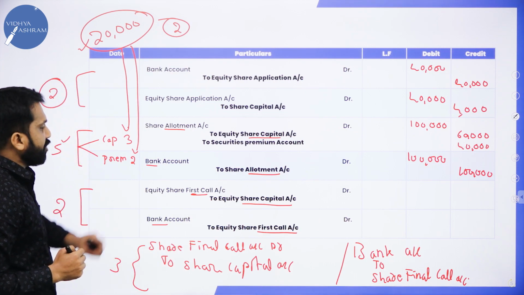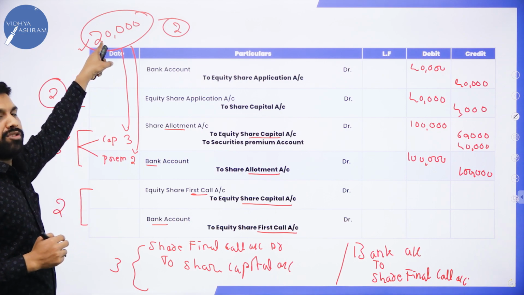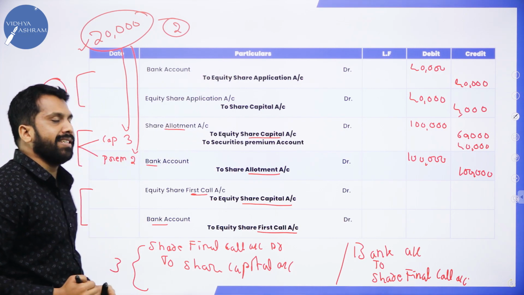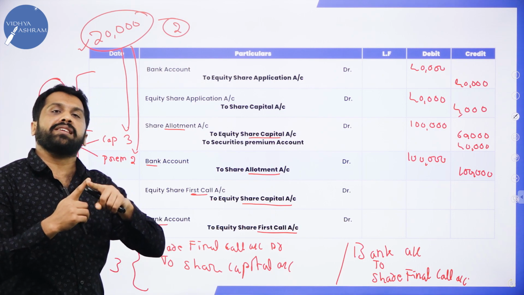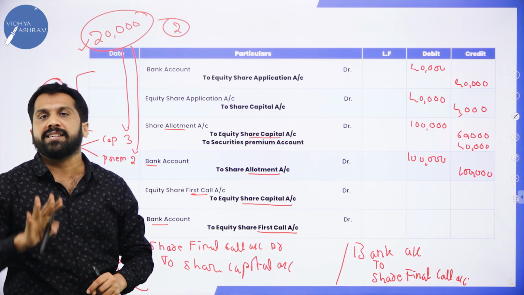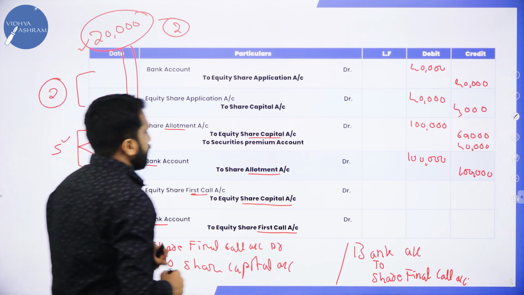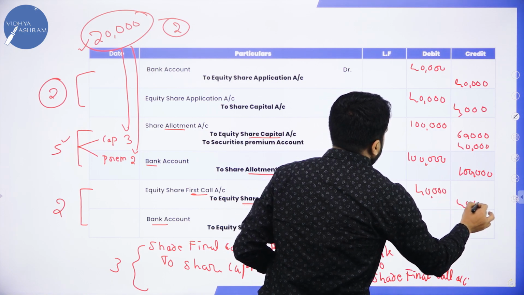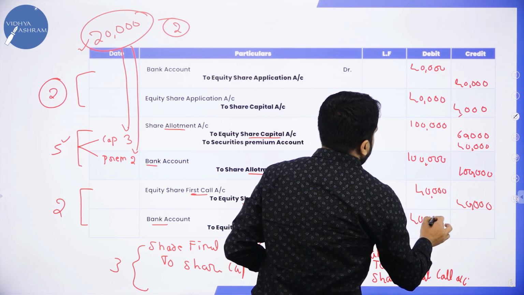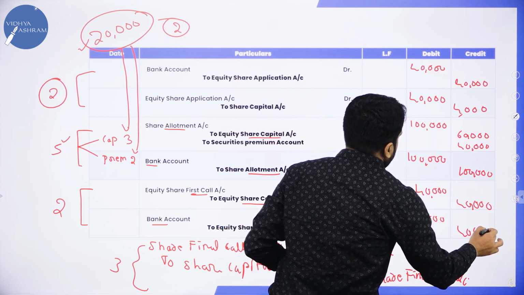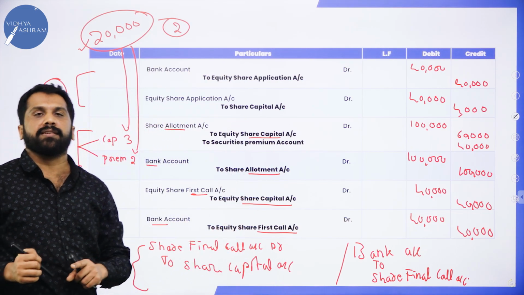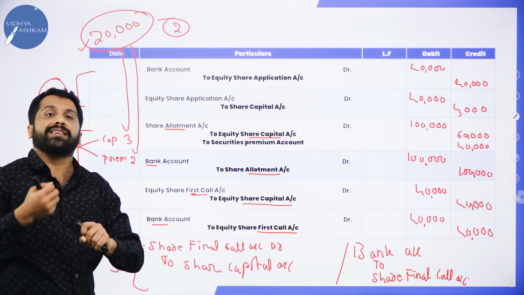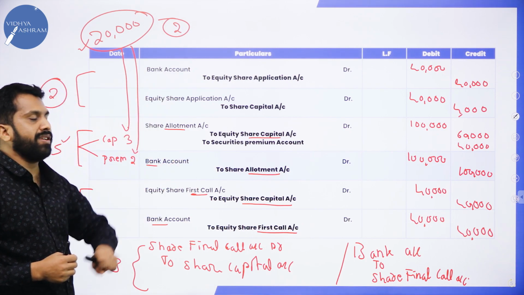Next, first call. First call is simple. Number of shares, how much? 20,000. What is your first call? First call money is 2 rupee. How to calculate? 20,000 into 2. How much is it? 40,000. Now, 20,000 into 2, 40,000. 40,000 and 40,000. Two journal entries will get the same value. One will be due, other one will be receipt.